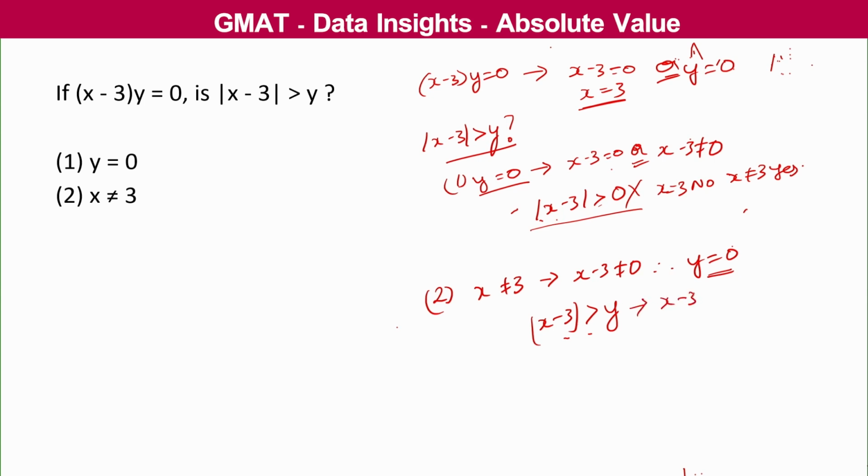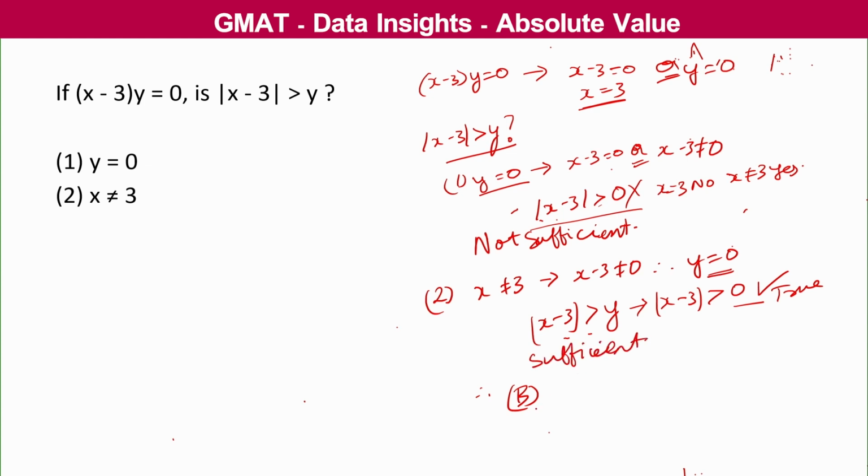So, mod of x minus 3, a modulus will always be greater than 0. This will always hold true. So the answer comes out to be, this is not sufficient. Statement 1 is not sufficient and statement 2 is sufficient to answer the question. Therefore, answer is option B. Let's move to the next question.